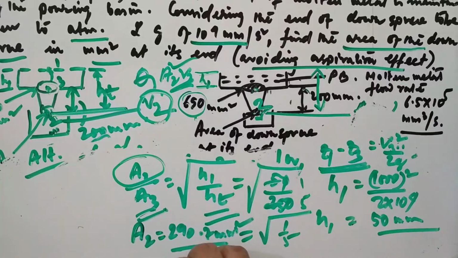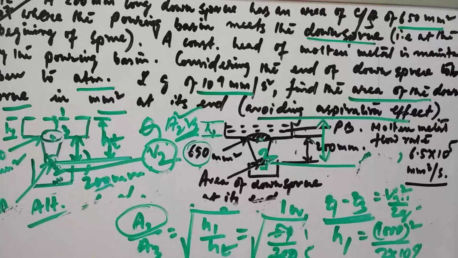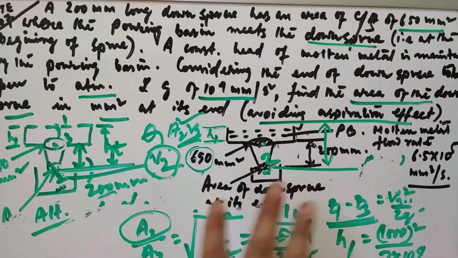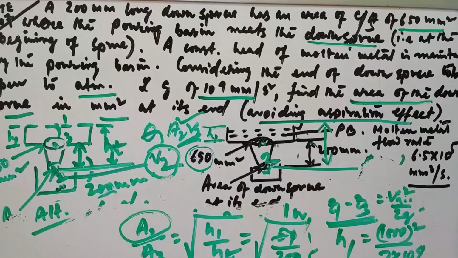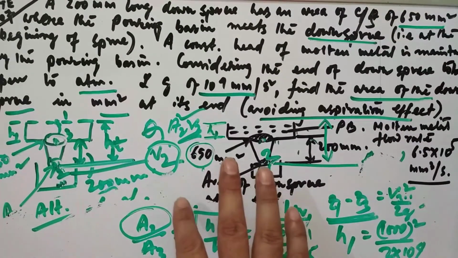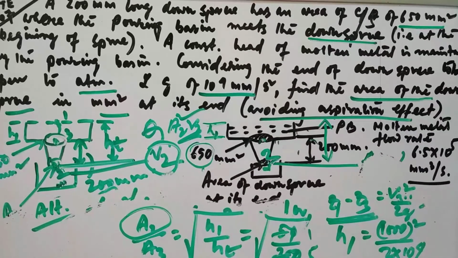Okay, so now we have completed, I think, the maximum portion of casting, and today we have considered the aspiration effect, and we have also designed the sprue as well. Now we'll move on to the metal forming processes like rolling, extrusion, deep drawing, and many other processes.